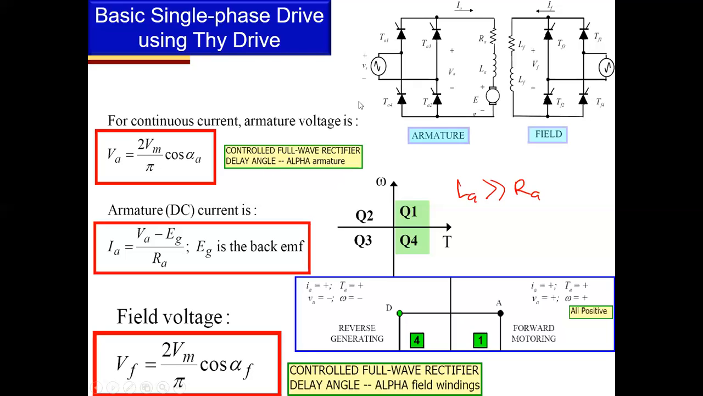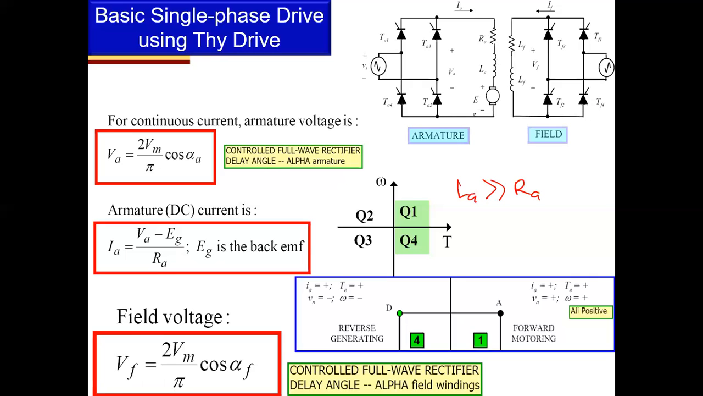Based on KVL, IA is VA minus EA over RA in a steady state, because the inductor is a short circuit in the steady state. And for the field circuit here, the VF can be controlled by controlling the firing angle of the circuit here.